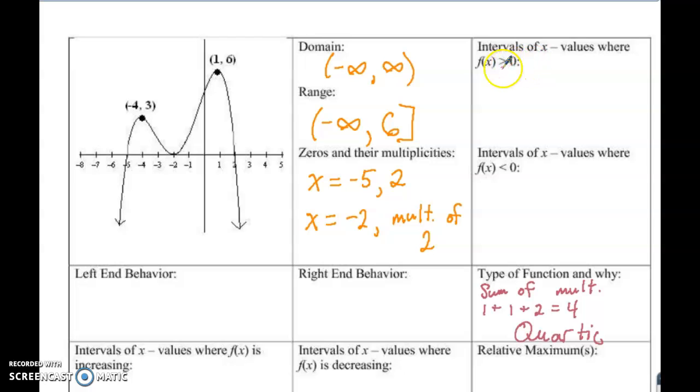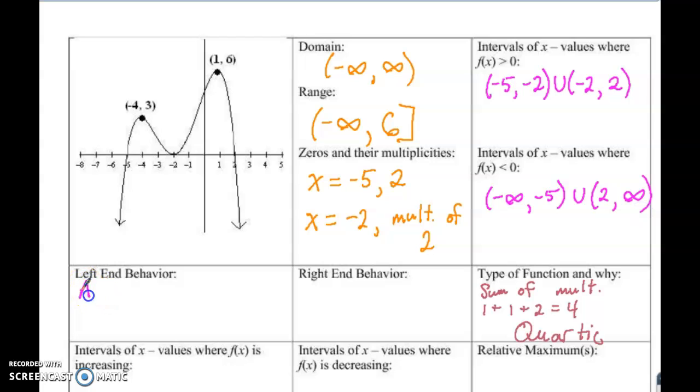Where's the function above the x-axis? So we're looking at from -5 until we get to -2. We can't include -2 because it's on the x-axis there. And then where's it below the x-axis? -infinity to -5, and 2 to infinity. Remember, you can pause this video and try this on your own and then watch it and see how many answers you get right.